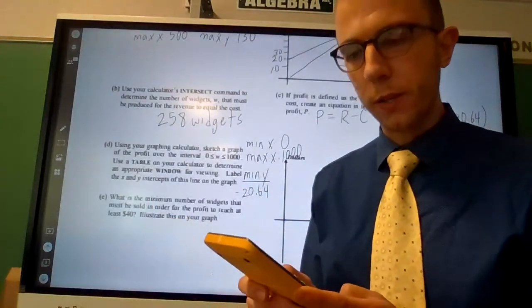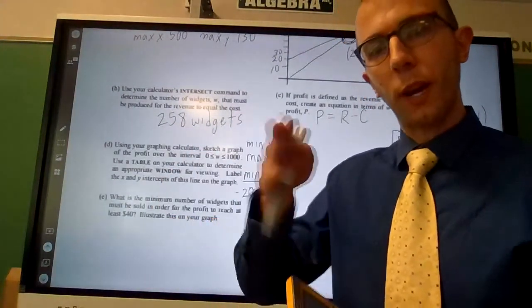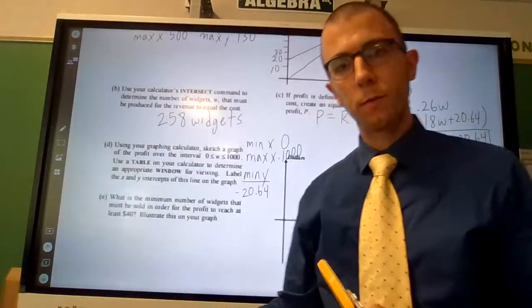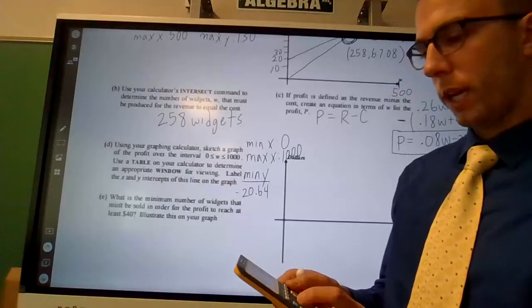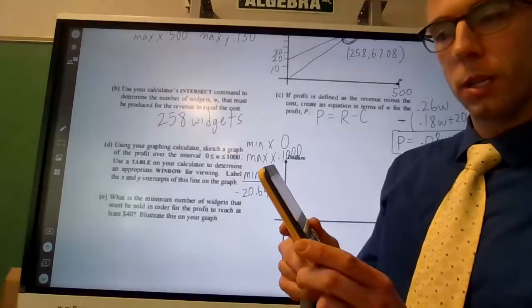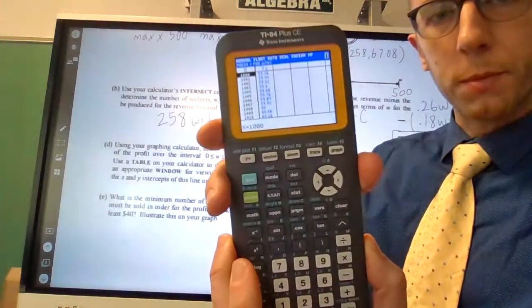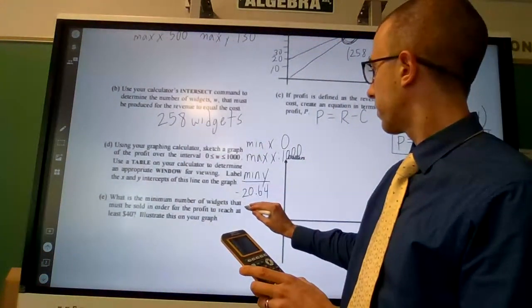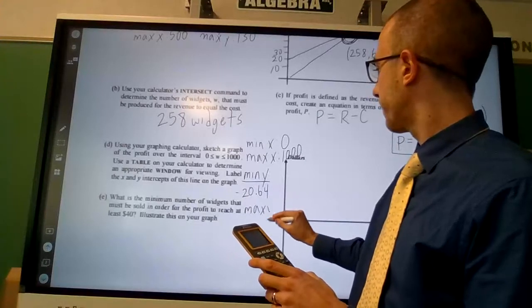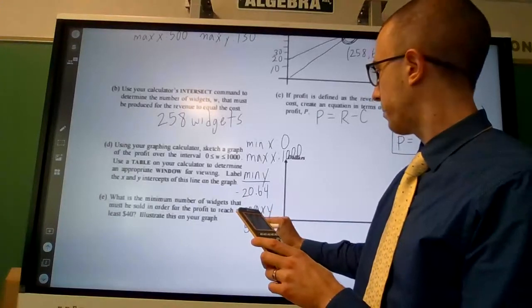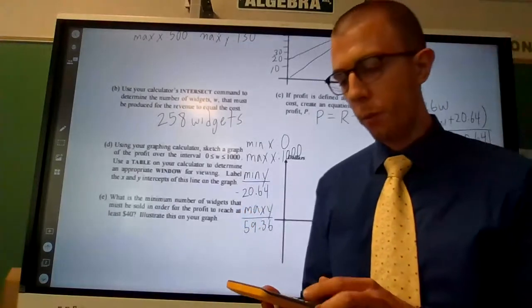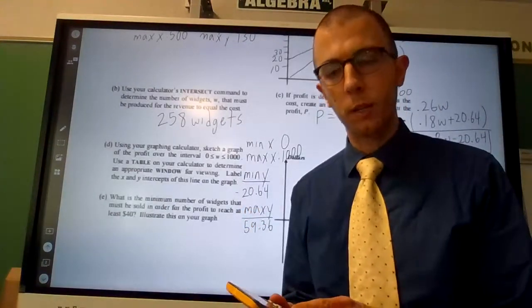I'm going to change the starting point to 1,000 now so I can see what the function is doing on the other end of that interval. Okay, and then the second table shows us that our y value needs to get up to 59. So my max y is 59.36. So I'm going to round these when we set our window.